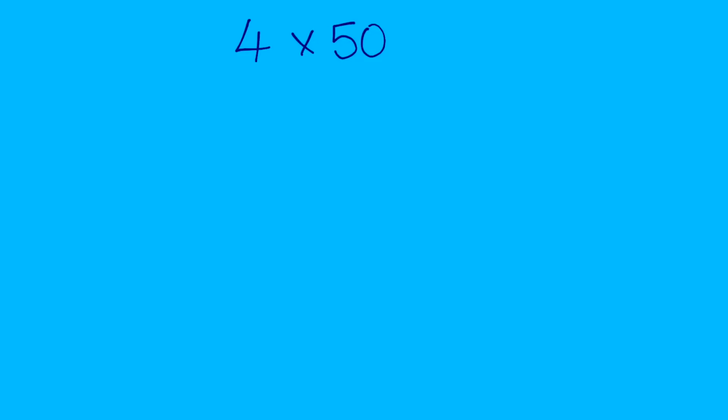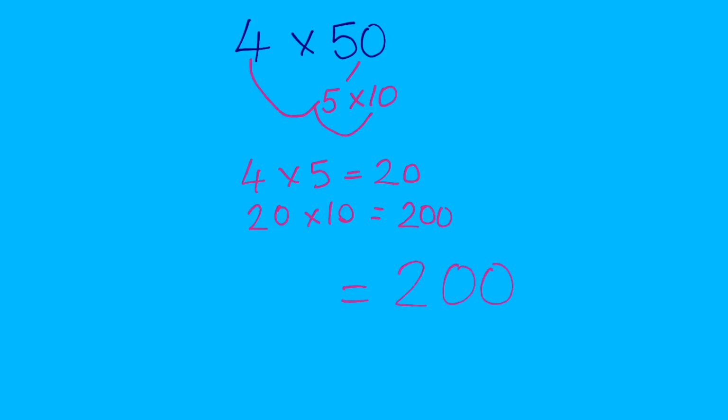Now we know that the number 50 is the same as saying 5 times 10. So an easy way to multiply 4 by 50 is to say, okay, I'm going to multiply 4 by 5 and then I'm going to multiply by 10. So I'm just breaking it down into an extra step. So 4 times 5 is 20, and then 20 times 10 is 200. So I know that 4 times 50 is 200.